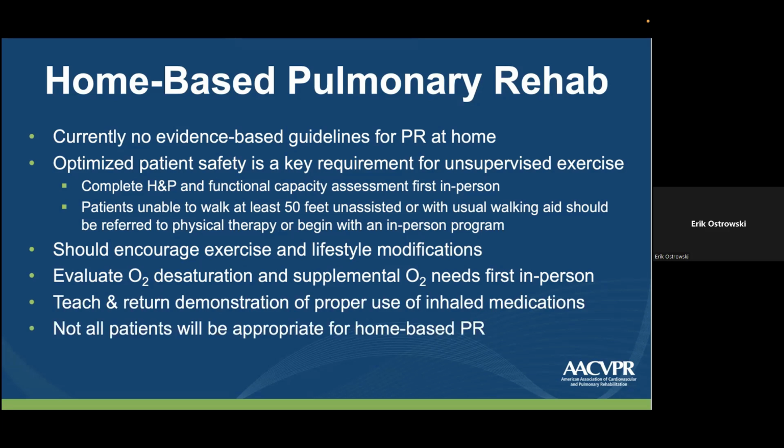And just recognize that not all patients will be appropriate for home-based PR. There are some patients that are very functionally independent. Maybe they're on a much lower level of oxygen. They might be a really great candidate for home-based pulmonary rehab, but that decision should be made on an individual patient basis.